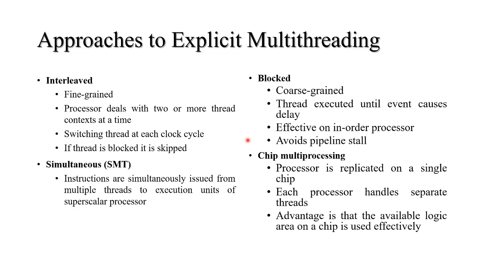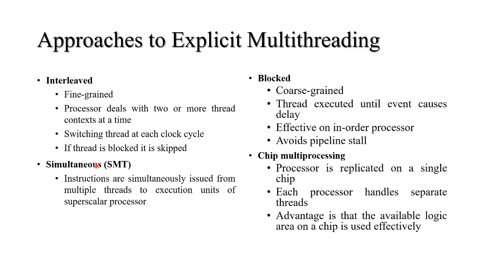And the next is block multithreading, also called coarse-grained multithreading. The instructions of a thread are executed successively until an event occurs that may cause delays, such as a cache miss. This event induces a switch to another thread. This approach is effective on an in-order processor that would stall the pipeline for a delay event such as a cache miss. And the next is simultaneous multithreading, that is SMT.